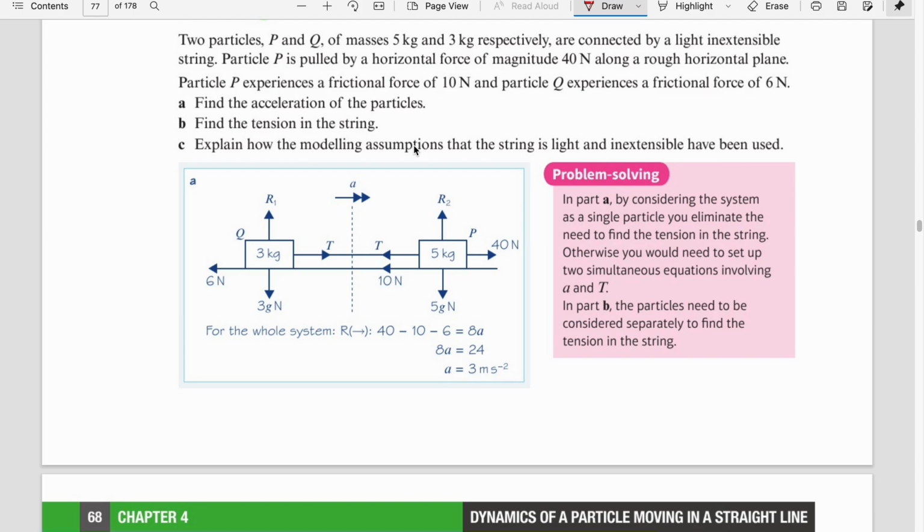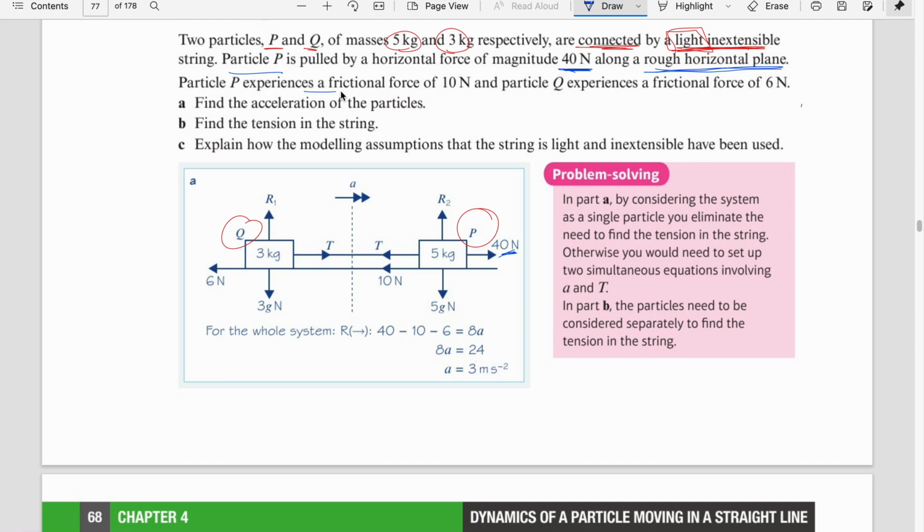Let's consider this example. Two particles P and Q, masses 5 kg and 3 kg respectively, are connected by a light inextensible string. We can see P and Q are connected with a light string. Whenever the words light inextensible string are used, there's no sag and no weight of the string. Particle P is pulled by a horizontal force of magnitude 40 newtons as shown, on a rough horizontal plane. Rough horizontal plane means there would be friction.